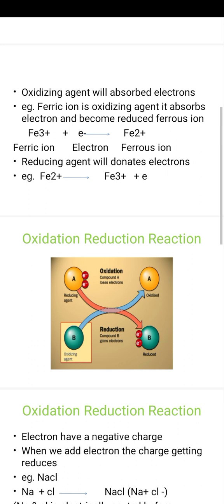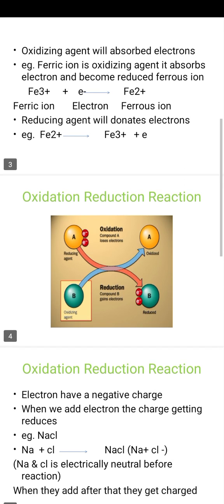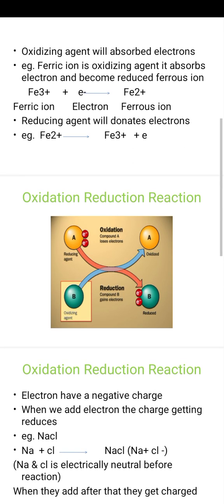In the other case, a reducing agent will donate electrons. This is the same reaction in reverse: the reducing agent Fe2+ becomes Fe3+ and releases electrons.